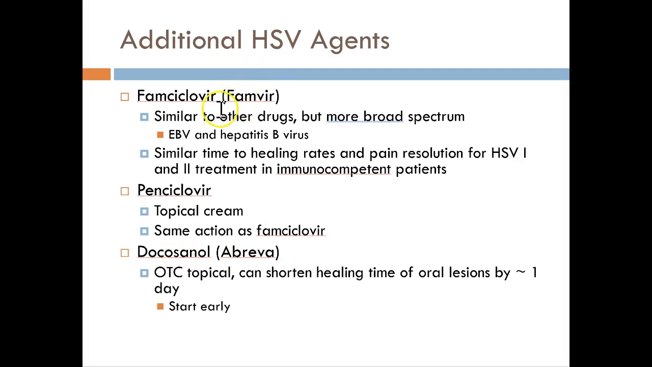Famciclovir is a bit more broad spectrum of an option. So for Epstein-Barr, it's also used for hepatitis B, and similar to our other drugs as far as how it works, just a little more effective for those other types of HSV viruses.